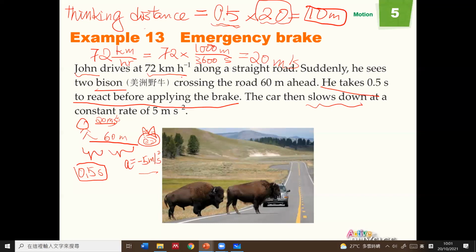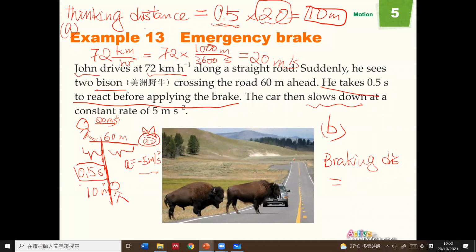And then for B, find the braking distance. Which means when you start to brake, what is the distance it travels? So this guy travels 10 meters first, in 0.5 seconds. And then you start to apply the brake. And find the braking distance.